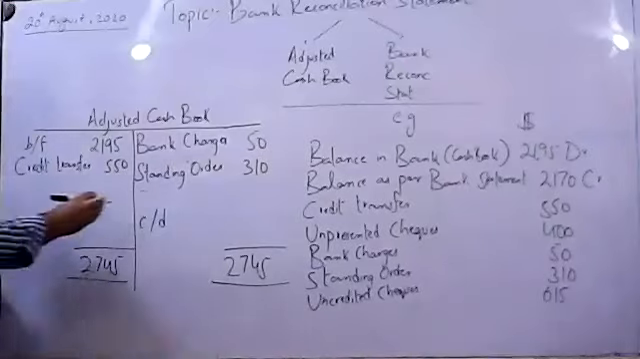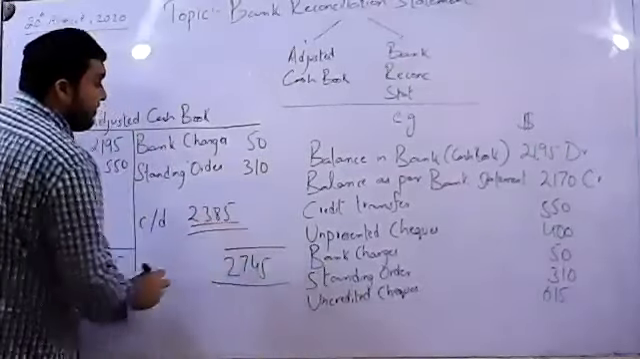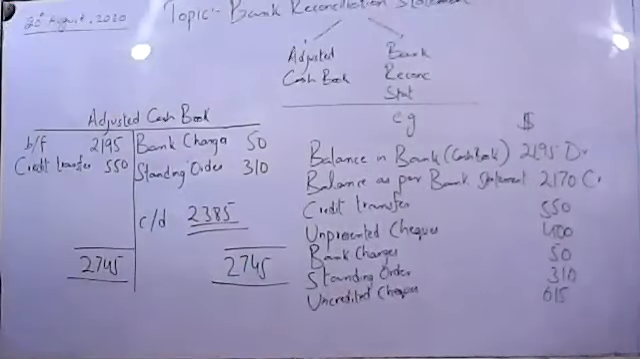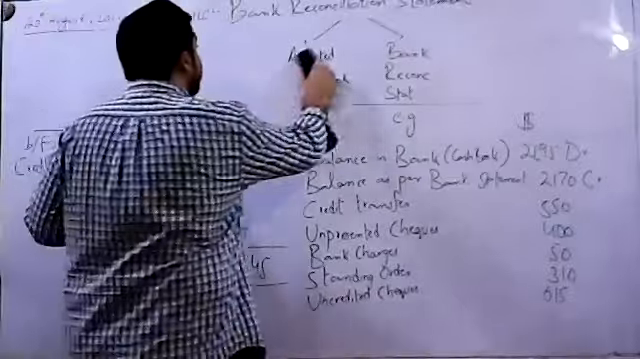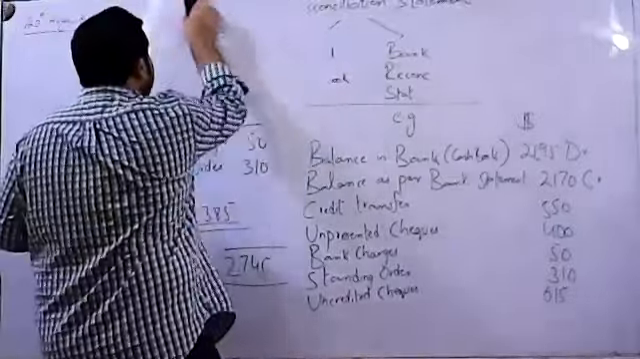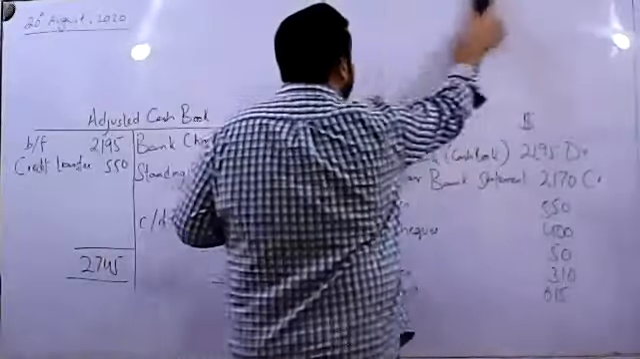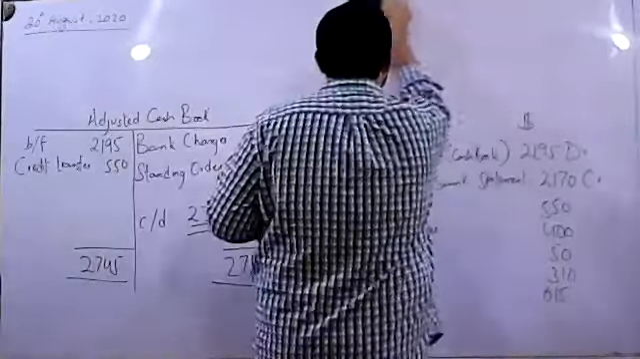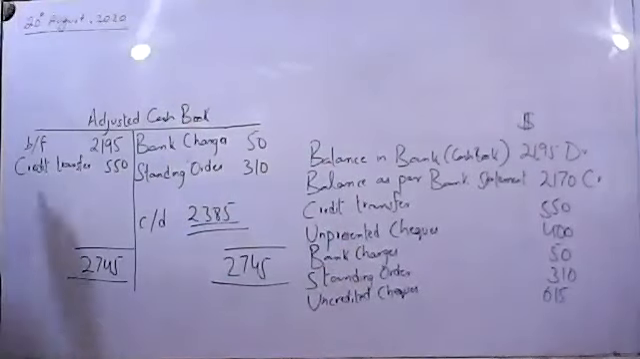So the balance as per adjusted cash book would be 2385. Well, I hope it is clear to everyone. This is how, out of the given information, we prepare an adjusted cash book. Now, this is one part of this question, the adjusted cash book.